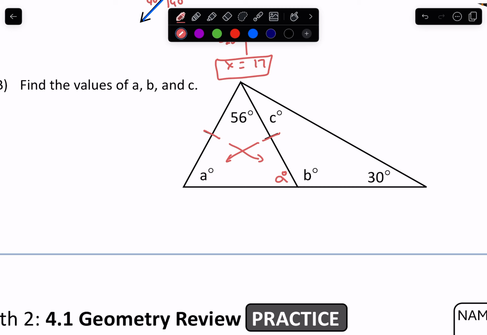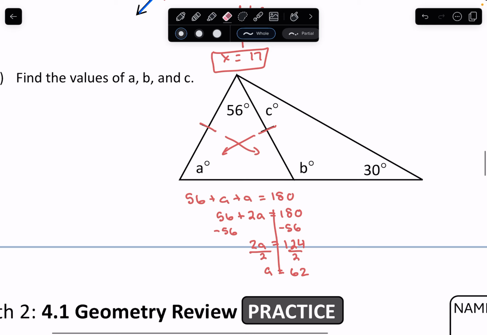And I can actually figure out what those are because I know that the 3 angles of a triangle add up to 180 degrees. So 56 plus A plus A equals 180. When I simplify that, I get 56 plus 2A equals 180. And now I can just do some railroad track stuff. I can minus 56. So 2A is equal to what? 124. And then I divide by 2. A equals 62.